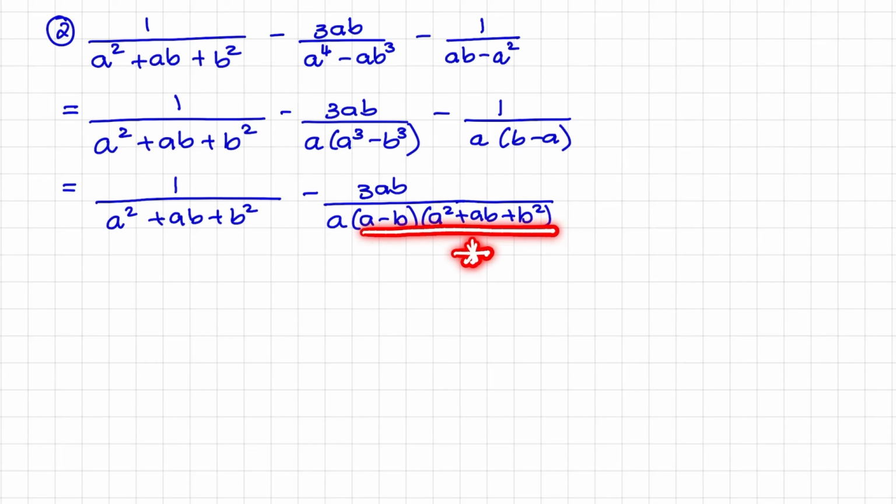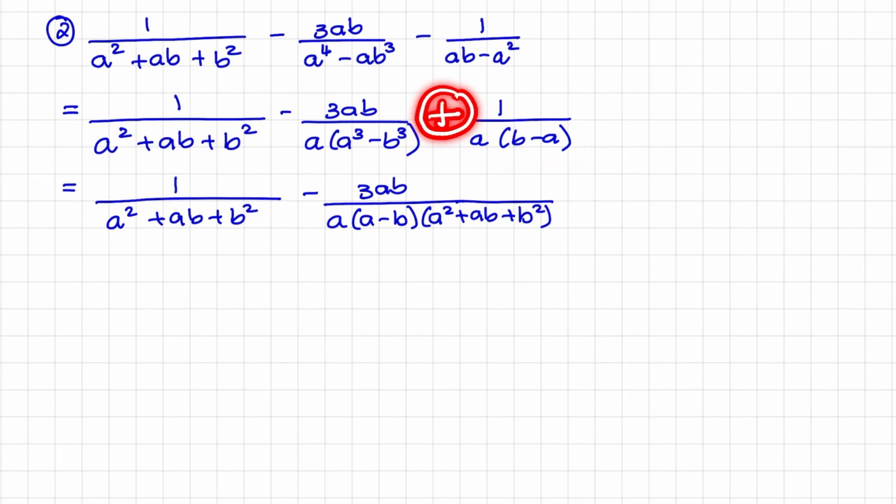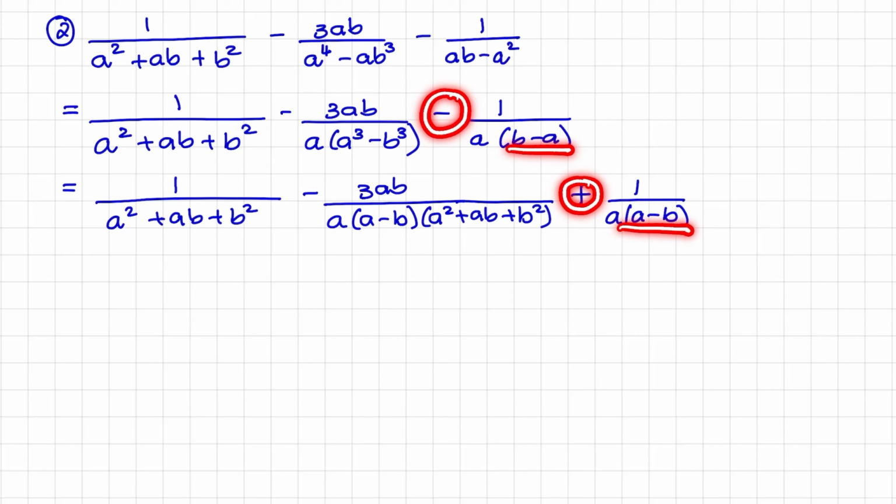And now I notice in my third term, I have similar looking brackets, but they are in the wrong order. So I can apply the sign change rule, which we have learned in the first video. So that will be plus 1 over a times a minus b. If I change this negative to a positive, the terms in the bracket would switch around.